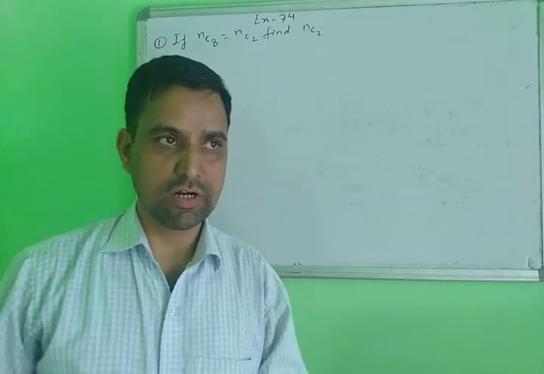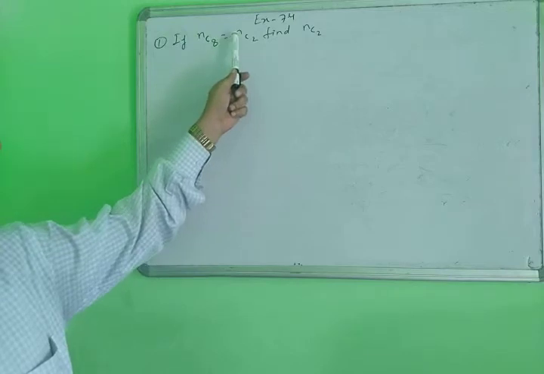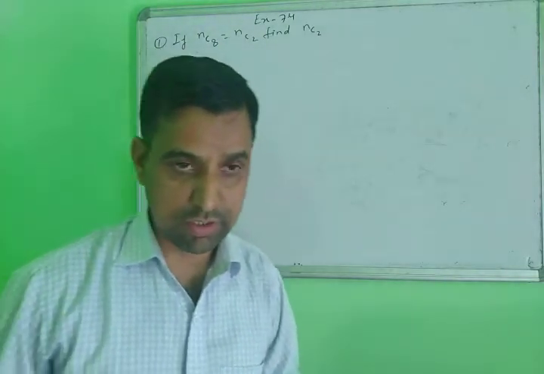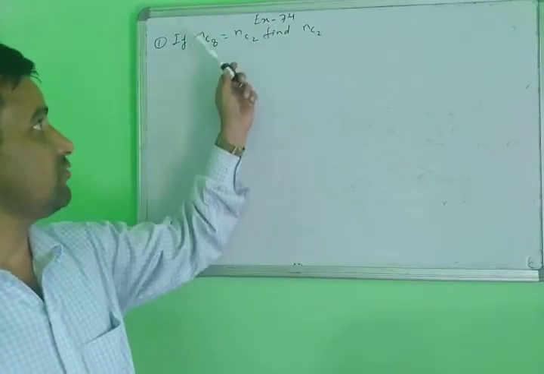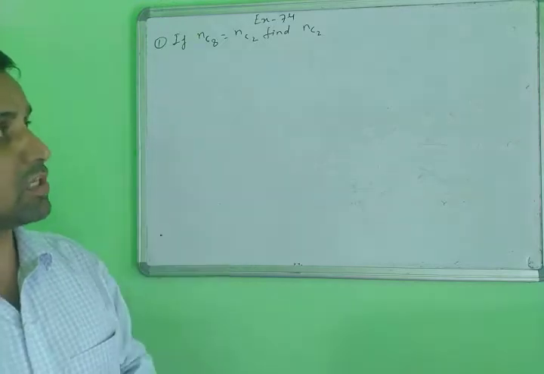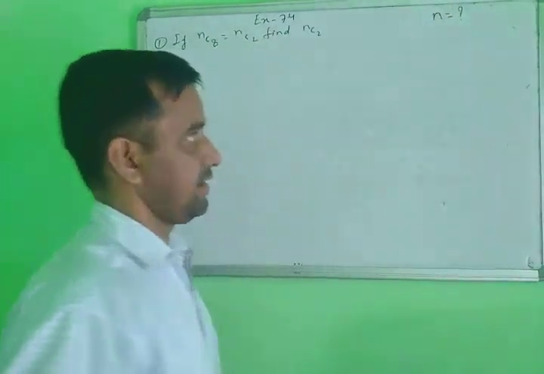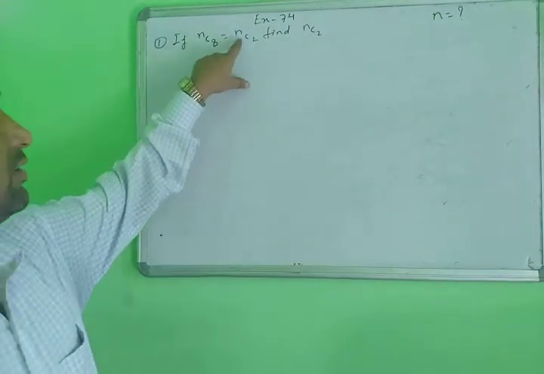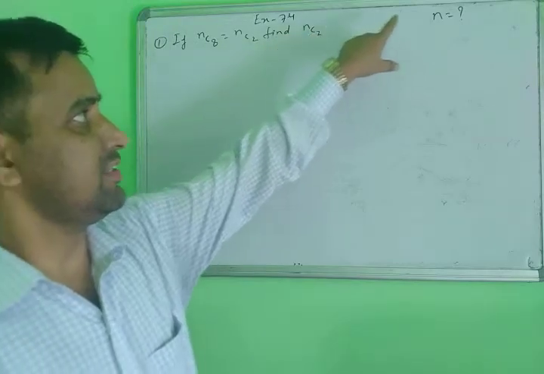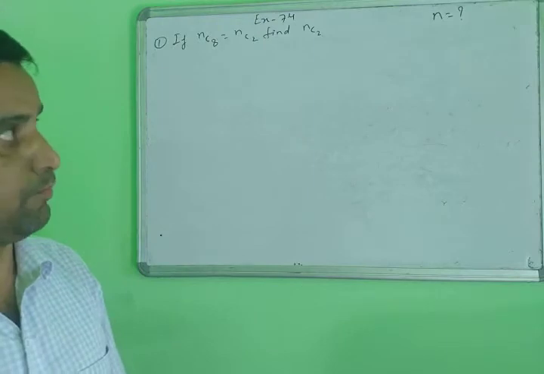Yes, students, now understand the question. First: nC8 equals nC2, then find the value of nC2. Read the question very carefully. Here n is not given. First you check the value of n. Suppose you are finding the value of nC2; first you find the value of n, then you can find the value of nC2.